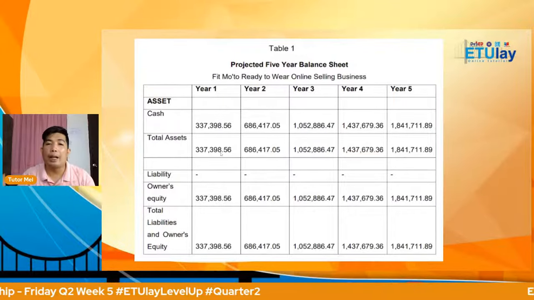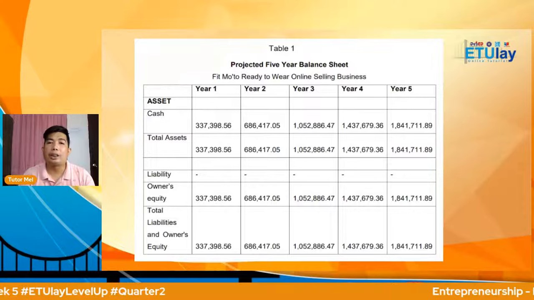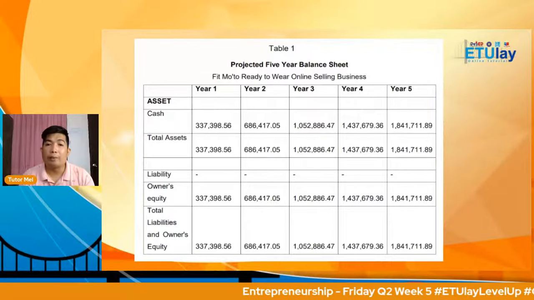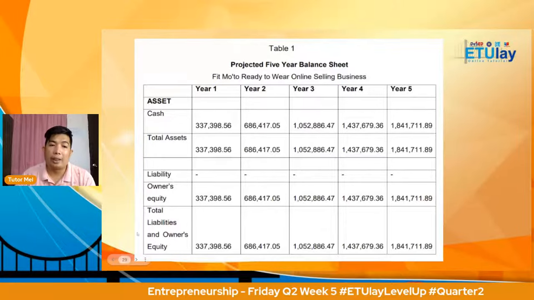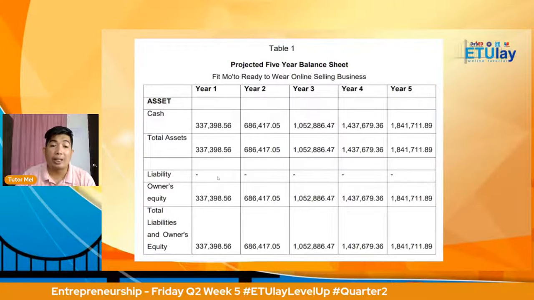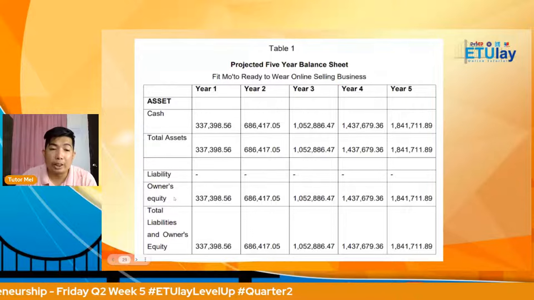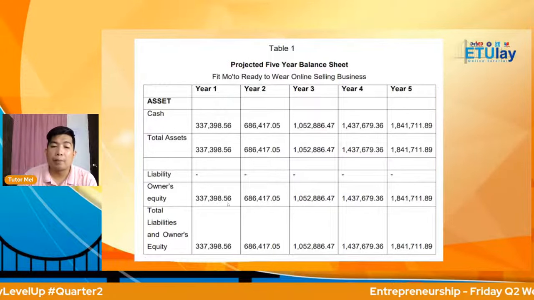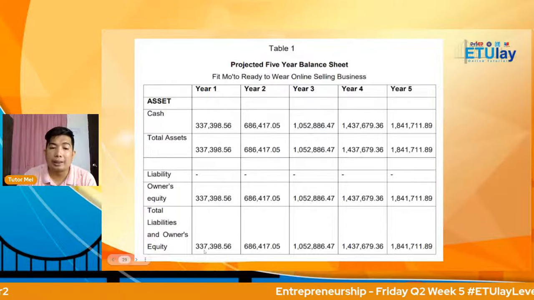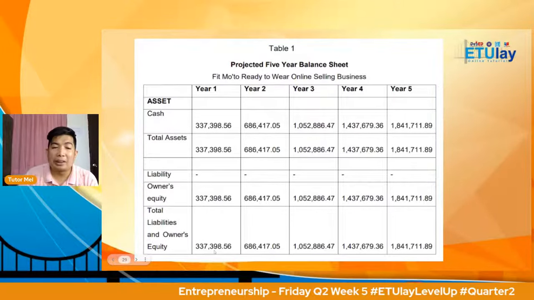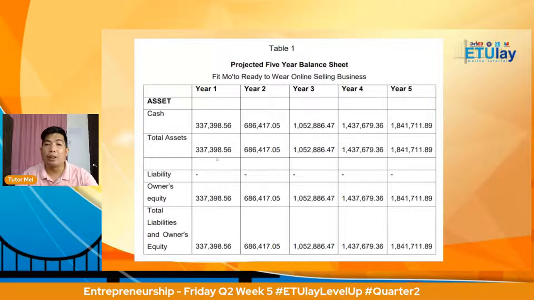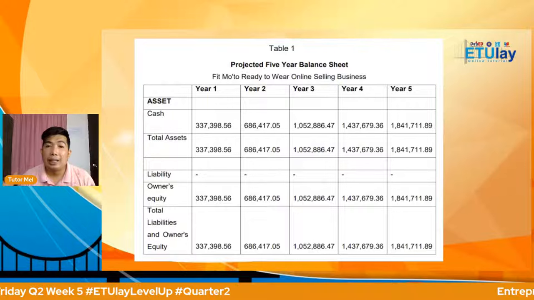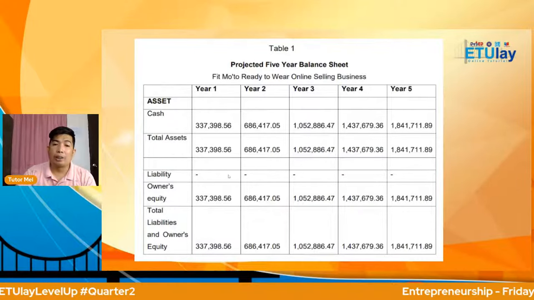Sabi nga natin, in our accounting equation, assets is equals to liabilities plus owner's equity, which we can find in the balance sheet. Okay, so yan. Then, liabilities niya, wala siyang liabilities. Meron siyang owner's equity na 337,398.56. Total niya is 337,398.56. So, total po equals po lagi ang asset natin sa ating liabilities na pinagsama yung kanyang owner's equity.